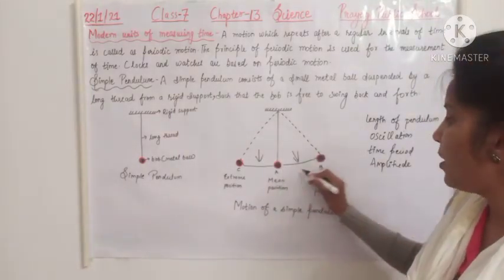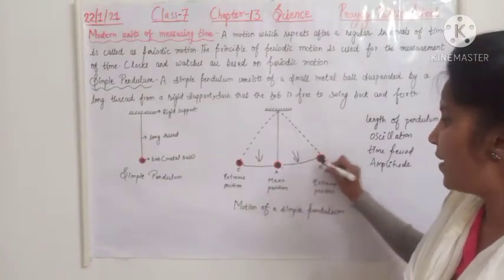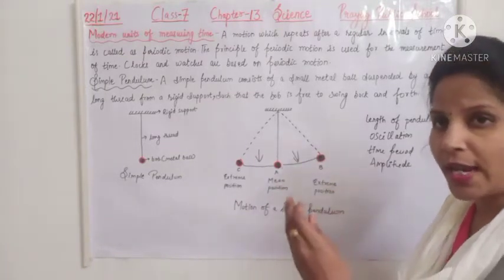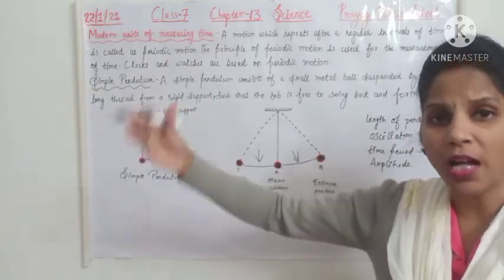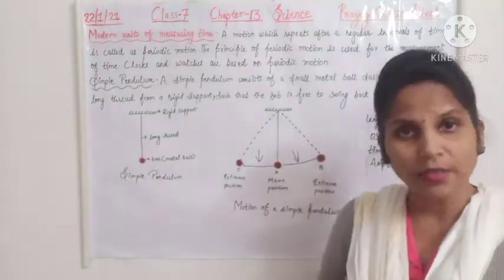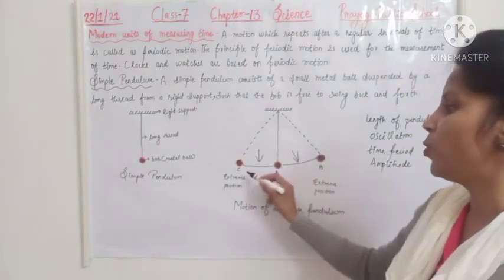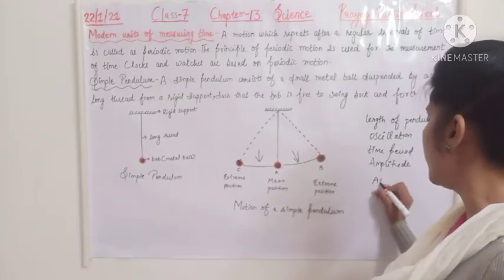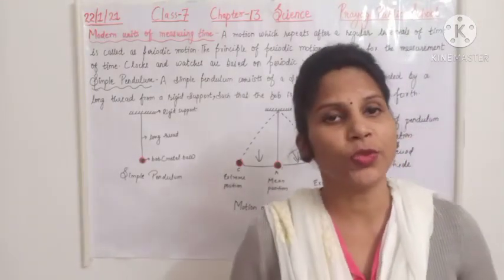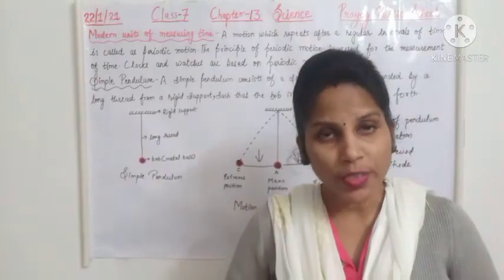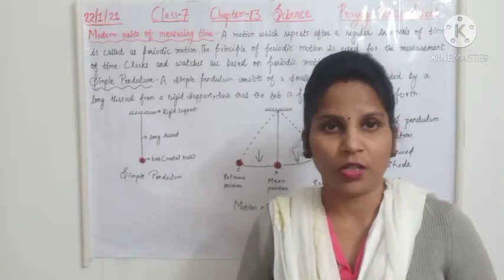For example, AB will be equal to AC. It is its mean position and it is its extreme position. One middle mean position से वो अपने side के extreme कहाँ तक पहुँच सकता है, that is called amplitude. So AB here is equal to AC, right? So these are some terms that are related to the simple pendulum. So simple pendulum is an example of periodic motion, right?